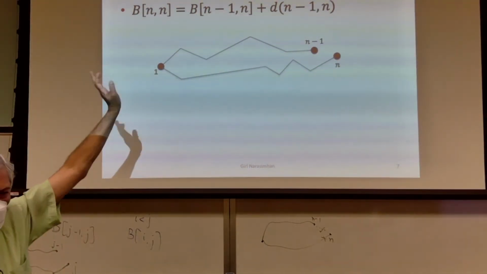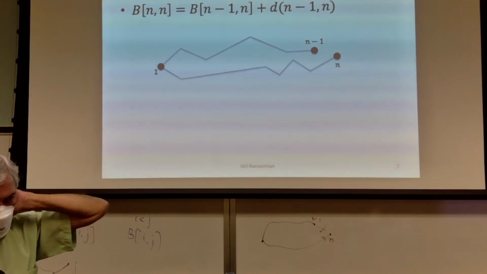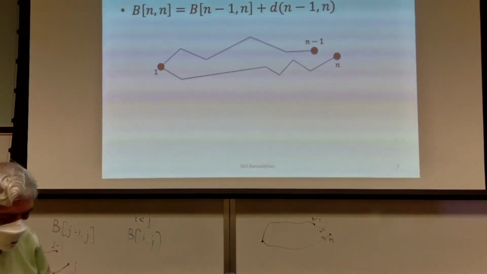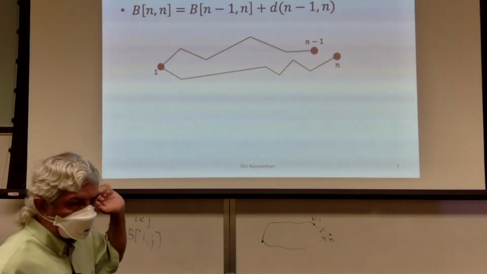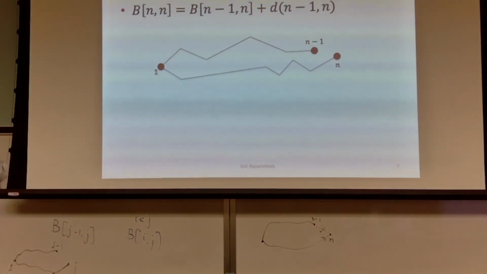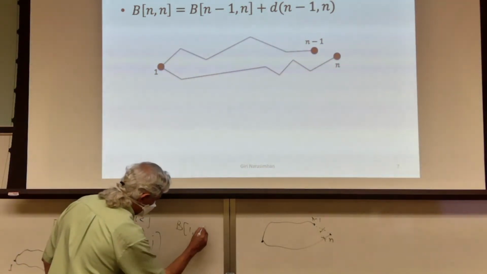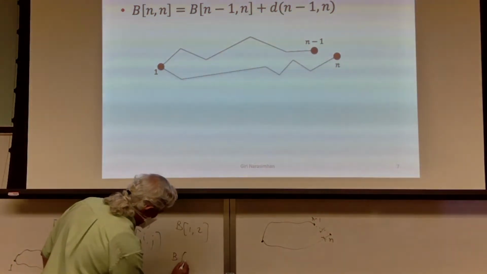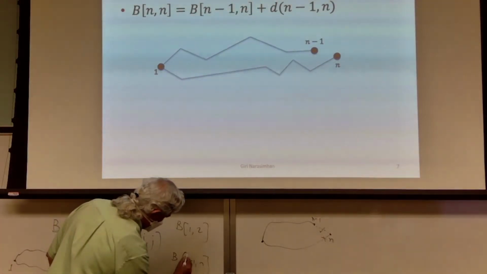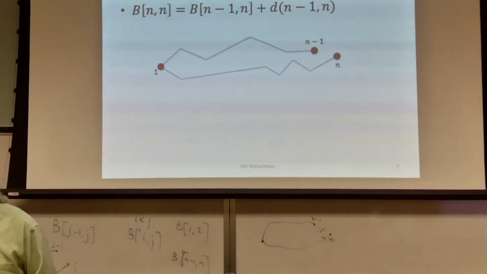So this is just a simple addition at the end. There are no cases to consider. So all I have to do is to figure out everything from b. In fact, the earliest I have to start is b of 1, 2, and I only have to go all the way up to b of n minus 1, n. I don't need anything else.